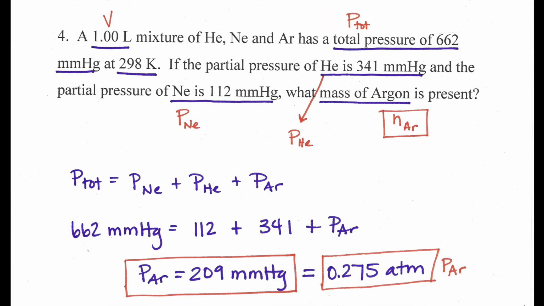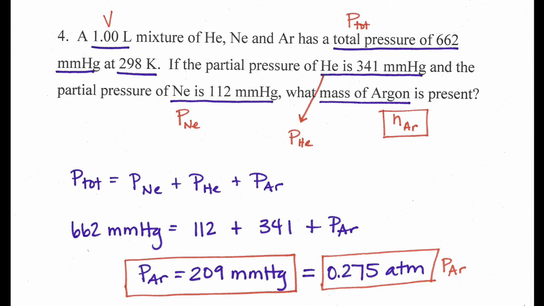Question number 4 says, a 1-liter mixture of helium, neon, and argon has a total pressure of 662 millimeters of mercury at 298 Kelvin. If the partial pressure of helium is 341 millimeters of mercury and the partial pressure of neon is 112 millimeters of mercury, what mass of argon is present?